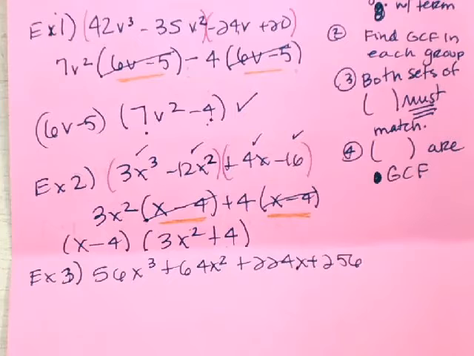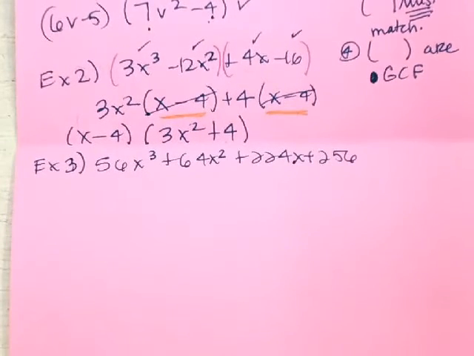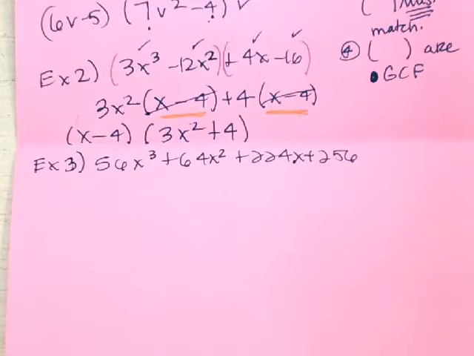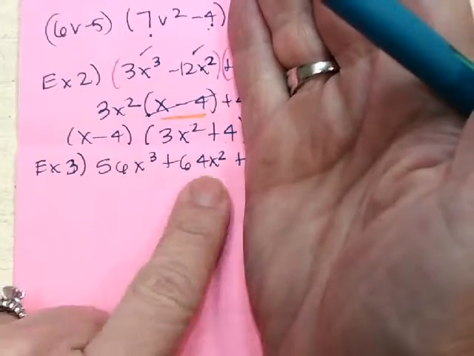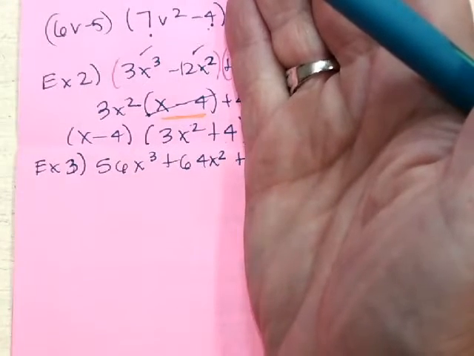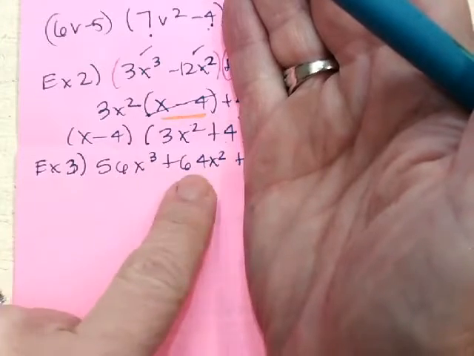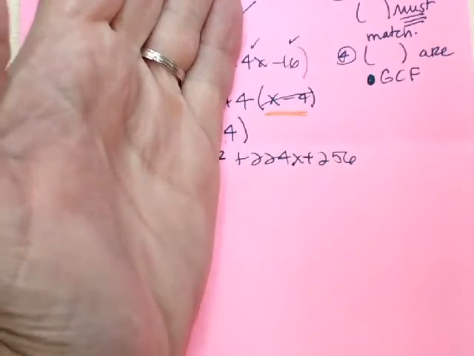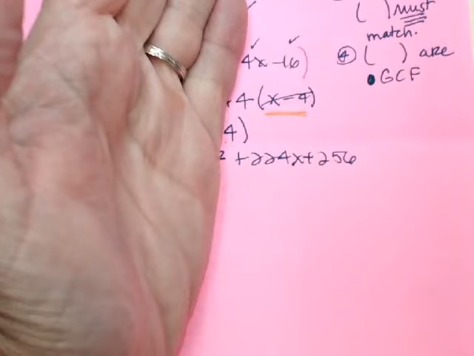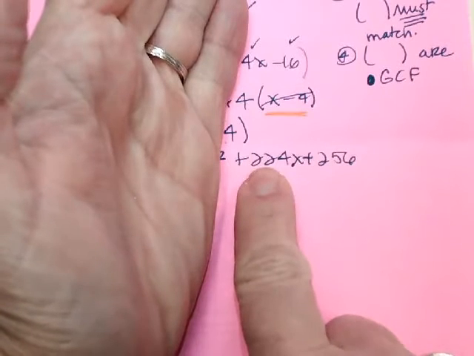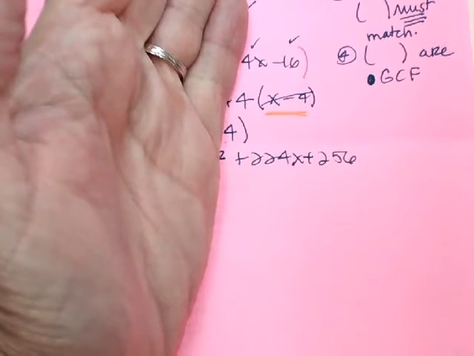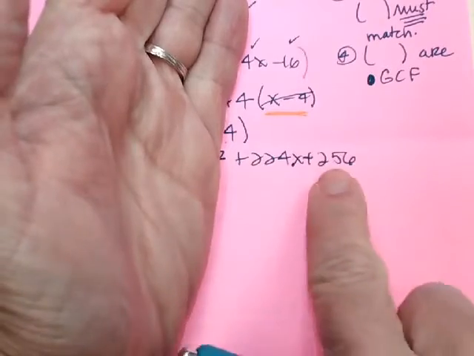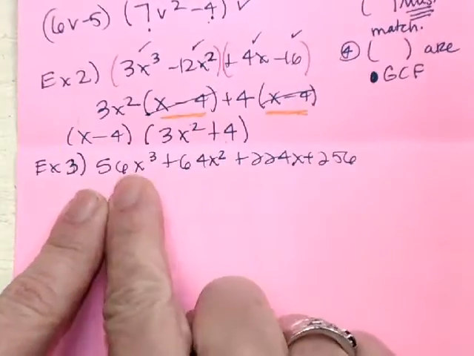I know I can at least take out a 2 because they're all even. So go ahead and take a minute and find your greatest common factor. I don't think that it's 2. And if you want to, start thinking about what will go into these two things. I know 8 will. So if 8 will go into these two, see if 8 will go into these two. Well, if I do 224 divided by 8, I get 28. If I do 256 divided by 8, I'm going to get 32. So 8 is my greatest common factor over the whole thing.